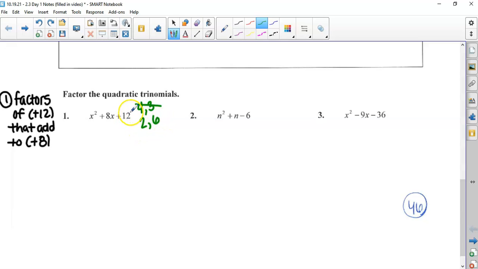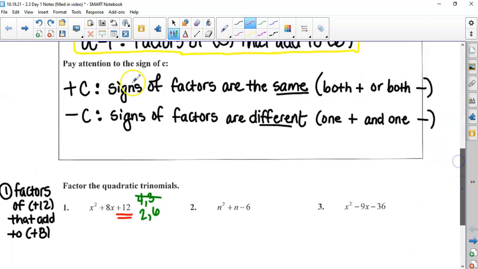2 times 6 is 12. And then when I add them, 2 plus 6, I get the 8 that I need, right? Now notice, this is positive. This is a positive 12. So now let's put into perspective this note about the signs of C.